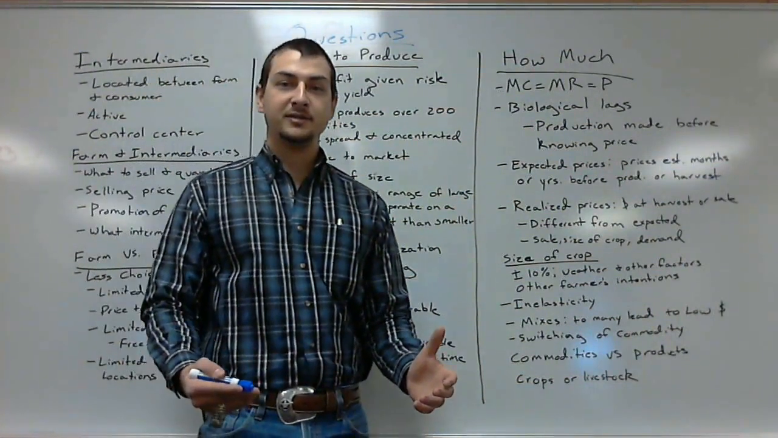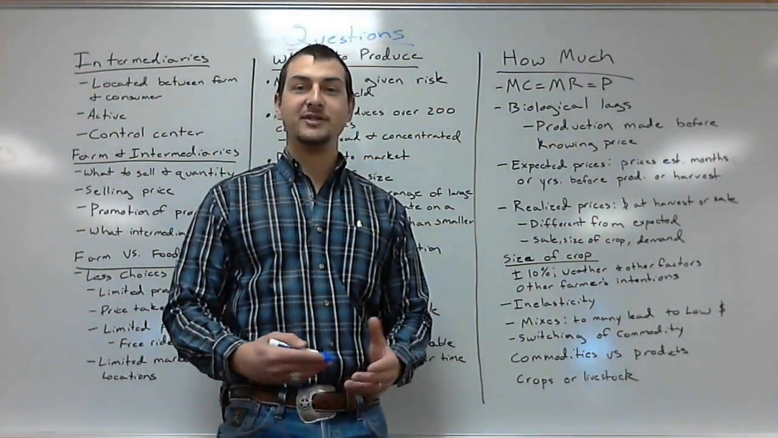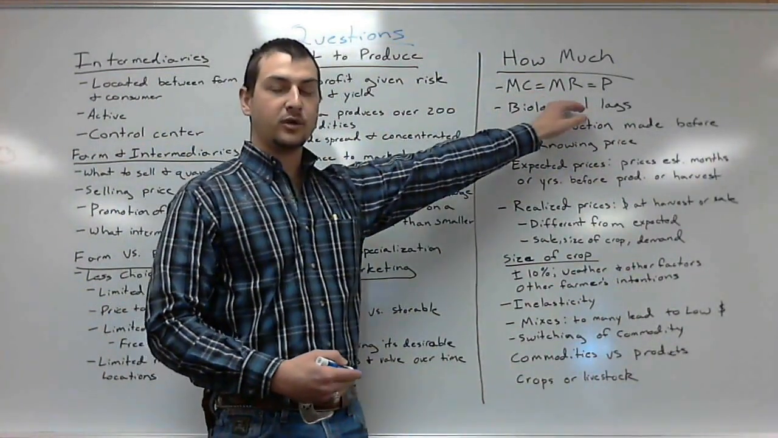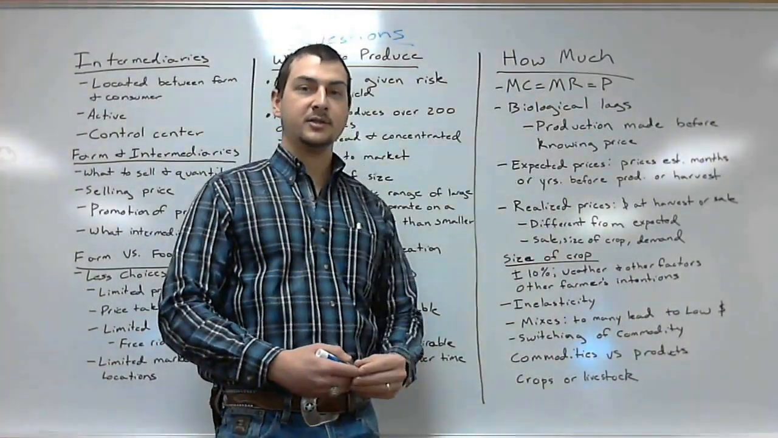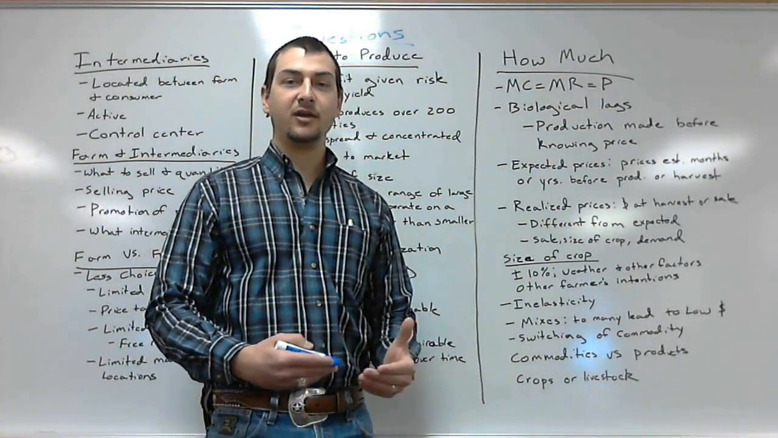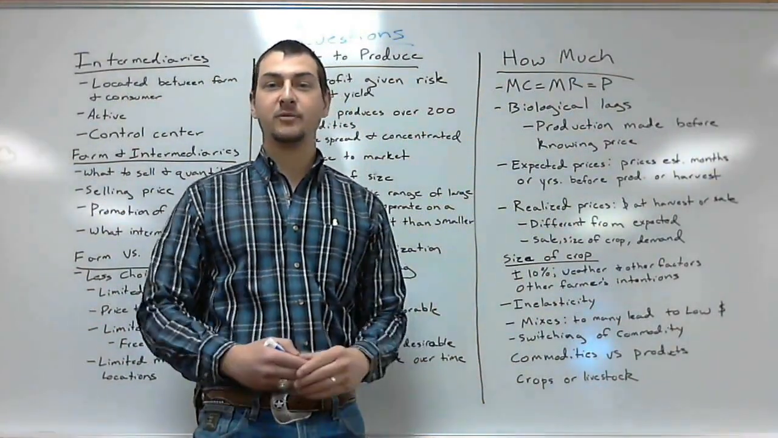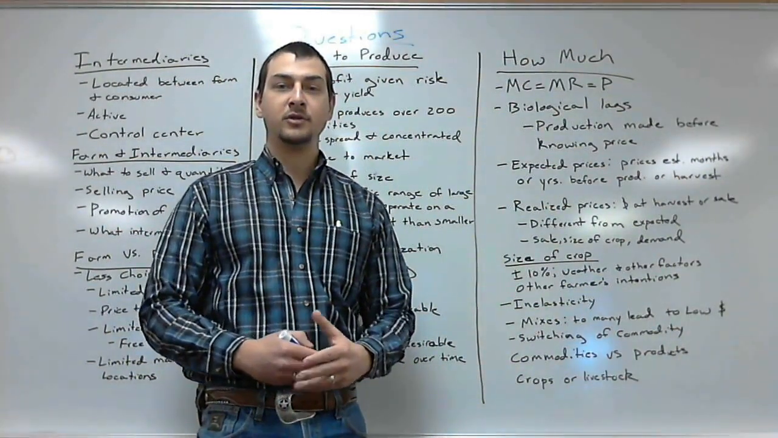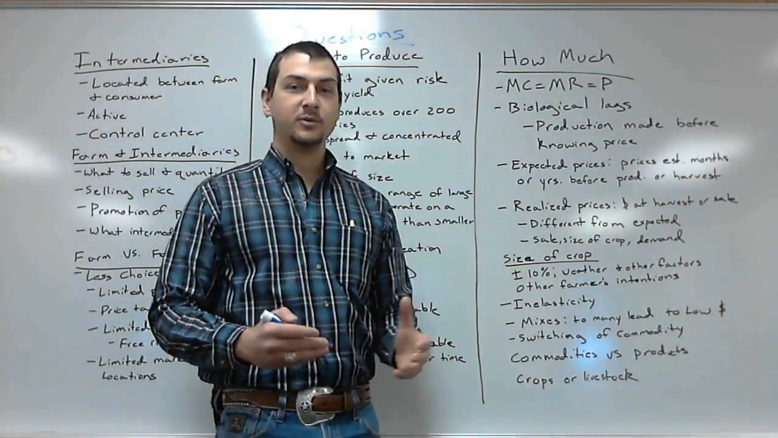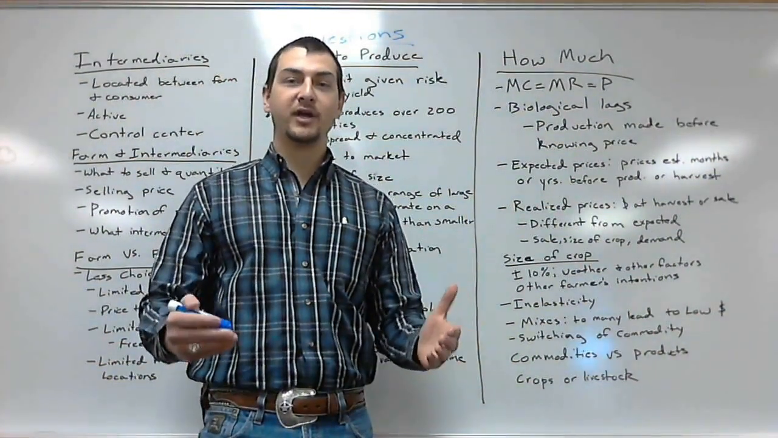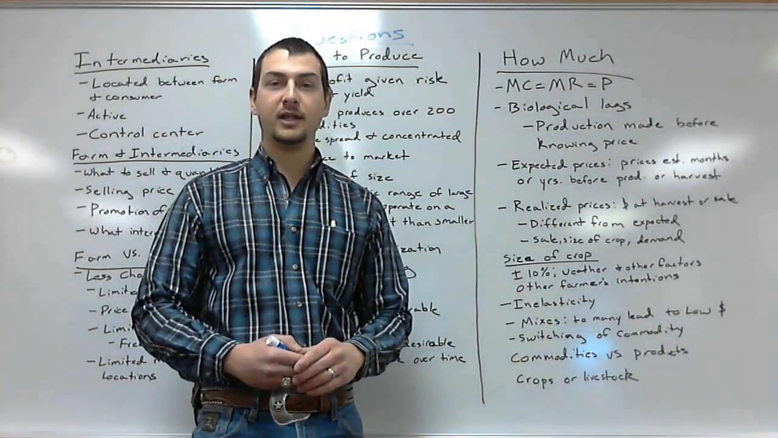Well, again, the textbook answer to that question is very simple. We're going to produce where our marginal cost equals our marginal revenue, or our price. That is the profit maximizing area, when marginal revenue equals marginal cost, as we've talked about in Ag Econ 2 here at Casper College. But do we really know the price? Do we know the price of the agricultural good when we go to sell it?